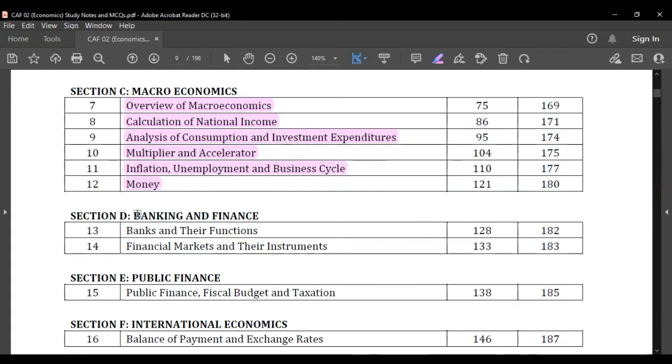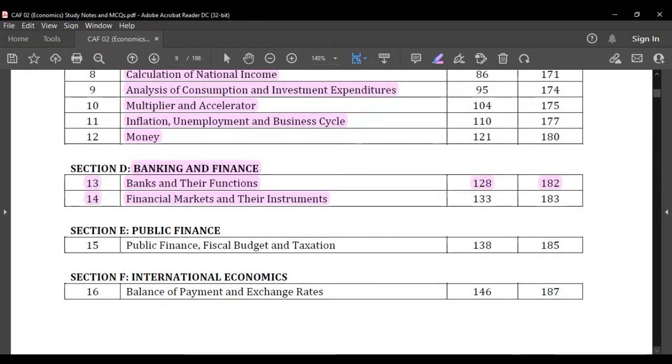Then we will start the banking and finance sector, in which firstly we are going to study what banks are and their functions. Then we will move towards financial markets and their roles, the instruments currently involved in the market, and their scope and their importance.